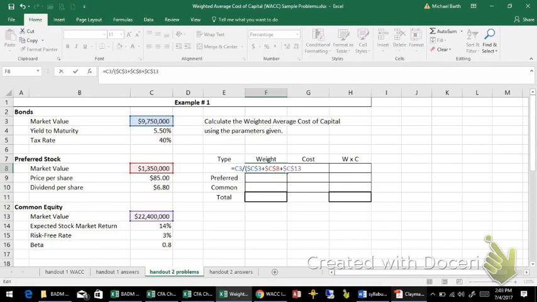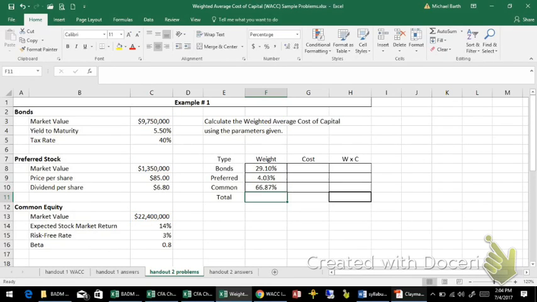Okay, so my weight for bonds, simply 9.75 million divided by the other three parameters. The weight of the preferred, that divided by that plus that plus that. And the weight for common would be the 22 million divided by the sum of all of the types of capital. Okay, and I can always check my answer. Those better sum up to 100%, or I did it wrong. Okay, so I'm good. Got my weights.